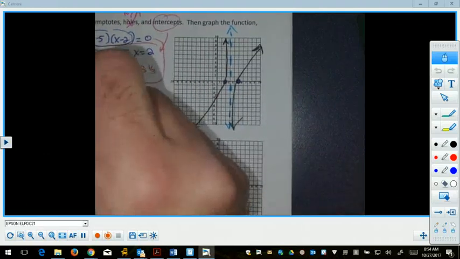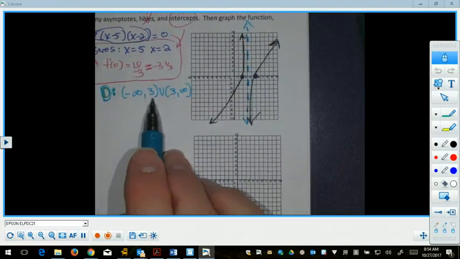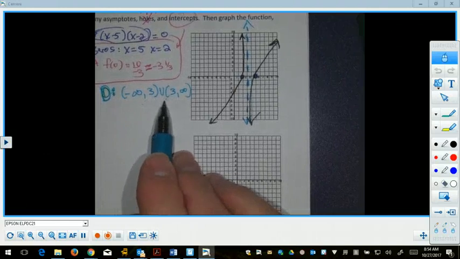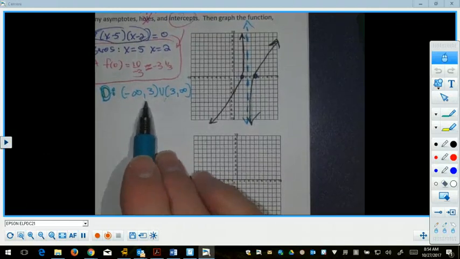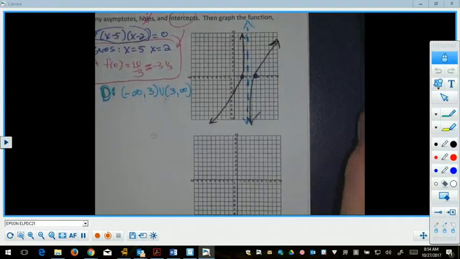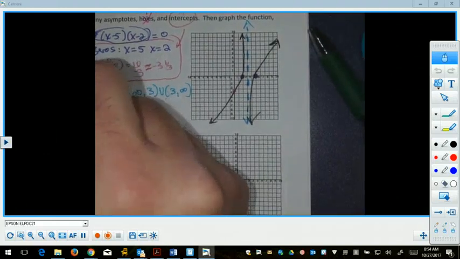3. So from negative infinity up to 3, joined with from 3 to positive infinity, and because it doesn't have brackets, I'm showing that it does not include 3. If there were 2 horizontal asymptotes, I would actually have 3 intervals here, because I'd have another one between the 2 horizontal asymptotes.